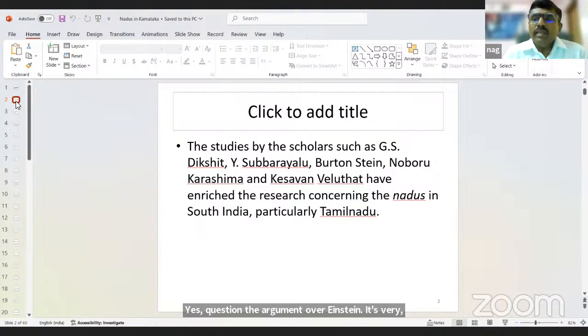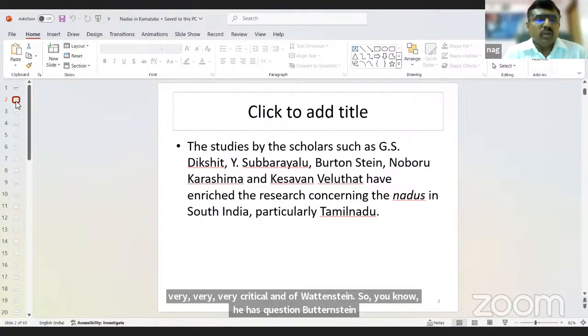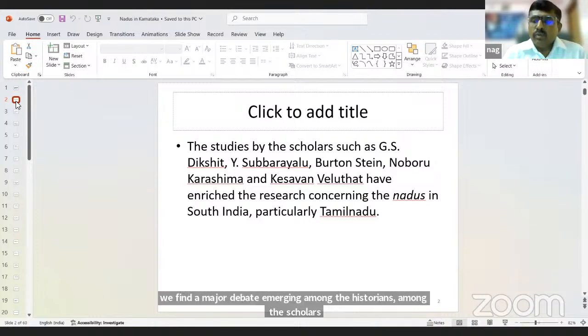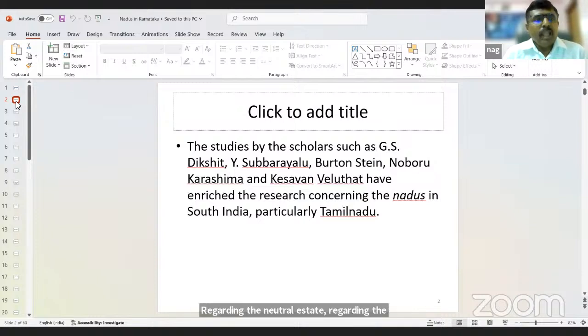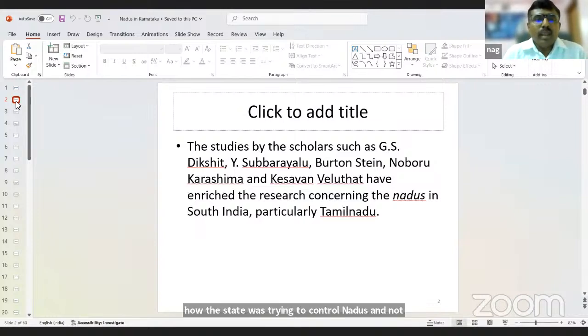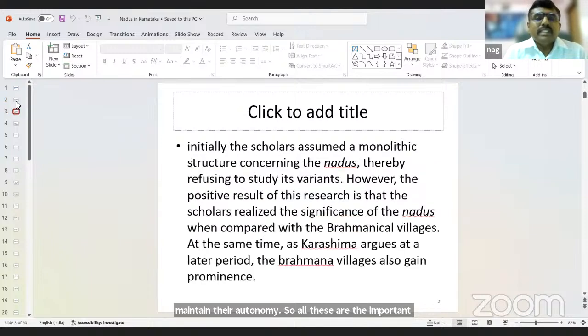So we find a major debate emerging among the scholars regarding the nature of the Chola state and regarding the Nadus: what the function of the Nadus was, how the state was trying to control the Nadus, or not control them, and how the Nadus were able to maintain their autonomy. All these are important questions and issues that emerge in this context.